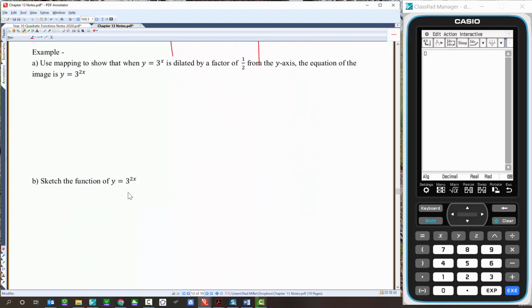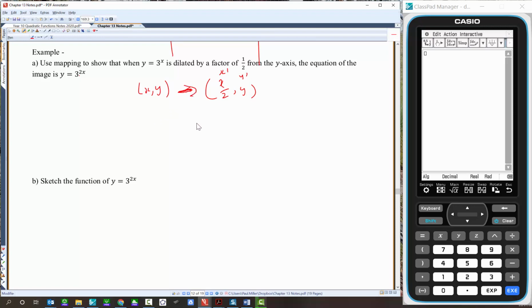Okay, use mapping to show that when y equals 3 to the x is dilated by a factor of 1 or 2 from the y-axis, the equation is this. So again, I know by recognition that this 2 actually represents a dilation factor half from the y-axis, but let's do it. So I've got x, y, and what I'm going to do is dilate by half from the y-axis, which is x on 2, comma y, x dash, y dash.